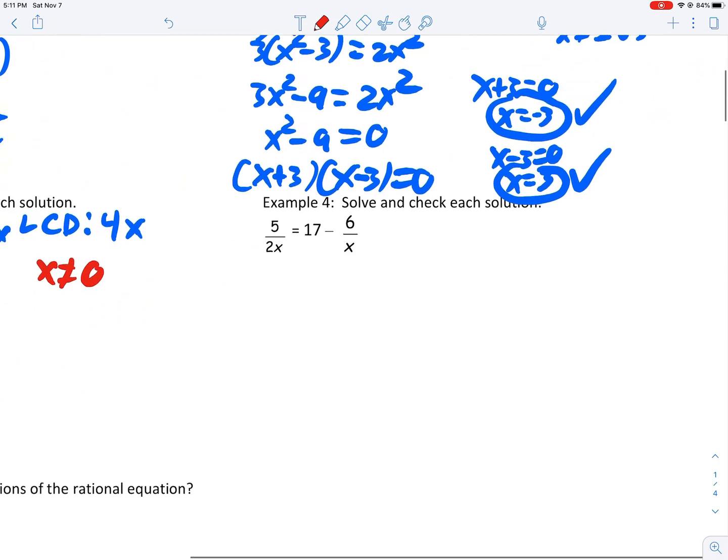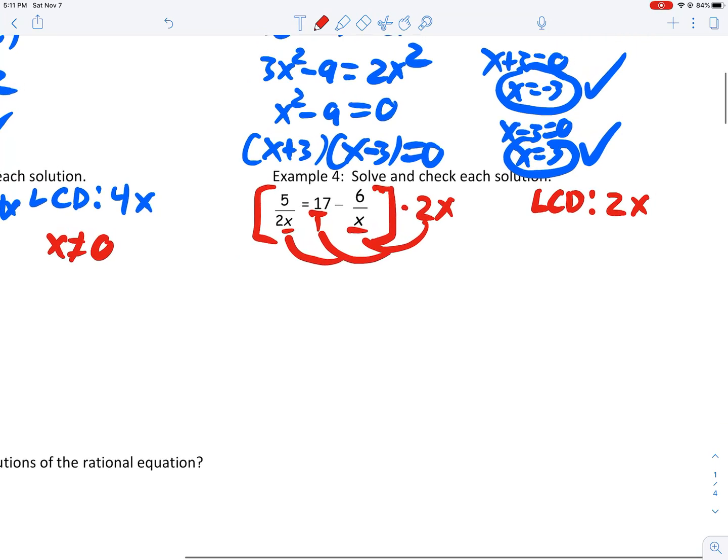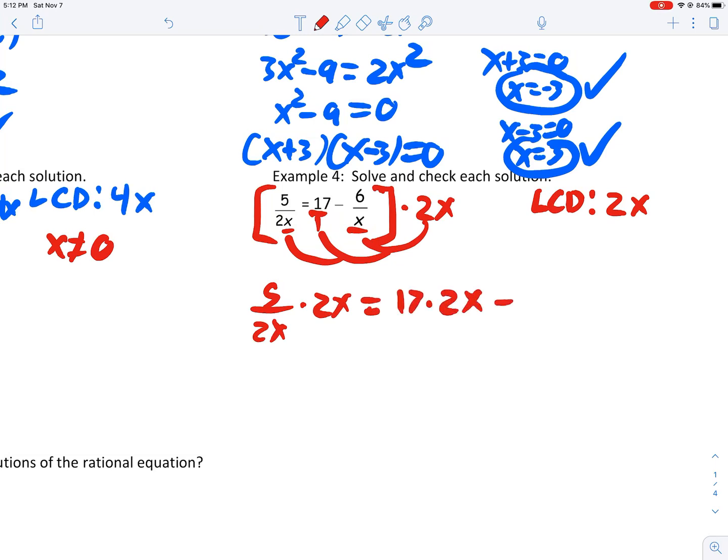So if you look at example 4, not a proportion. So I'm going to figure out the least common denominator. What's the smallest number 2 and 1 divide into? 2. The largest power of x I have is x, so I'm going to multiply by 2x. Both sides of the equation are going to get multiplied by 2x. So I'm going to multiply every term by 2x. So 5 over 2x times 2x equals 17 times 2x minus 6 over x times 2x.